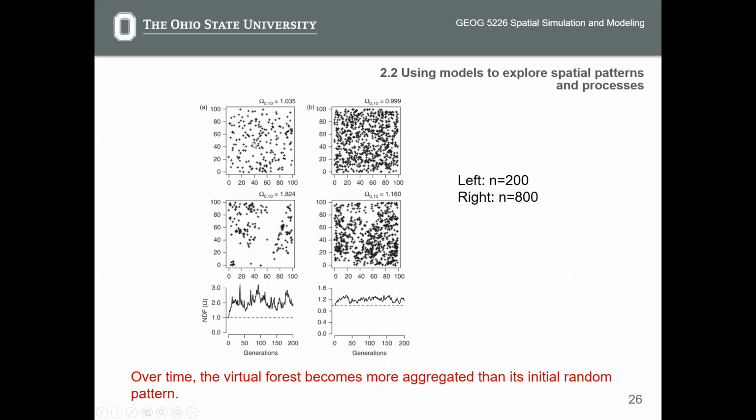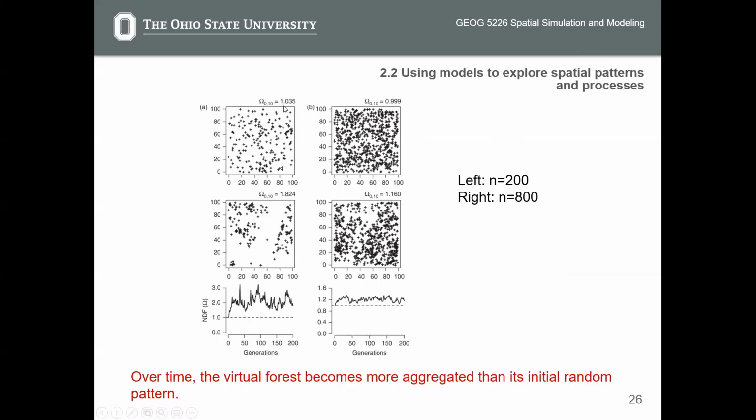So on the left side, we have three figures, two spatial patterns, and one scatter plot. And on the right side, we have another group of figures showing the same thing. The difference is that for the left side, the population is only 200. On the right side, the population is 800.